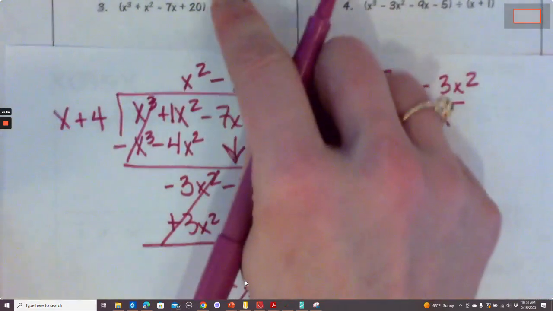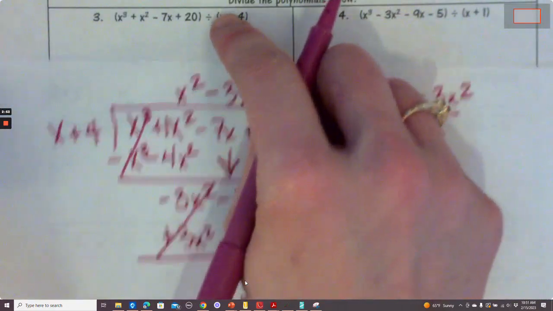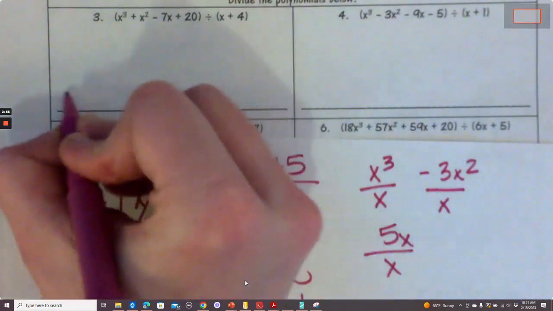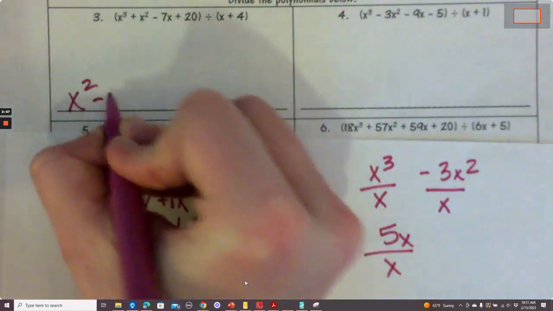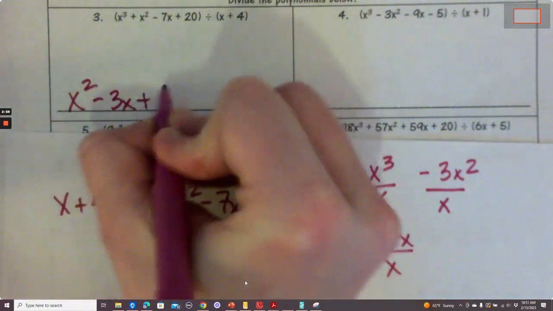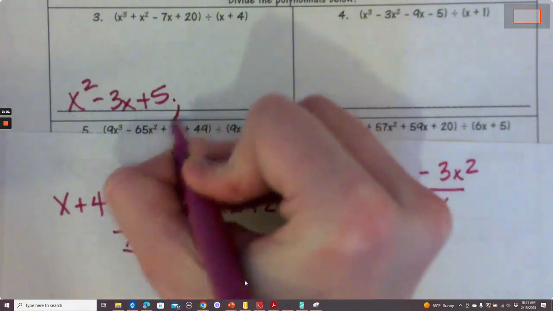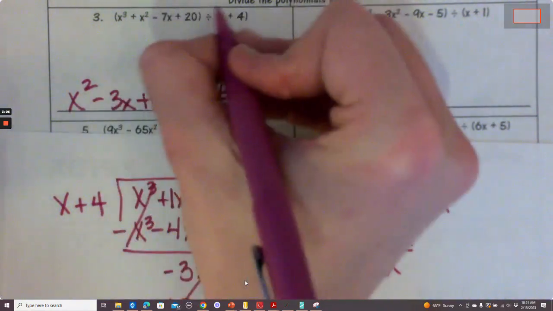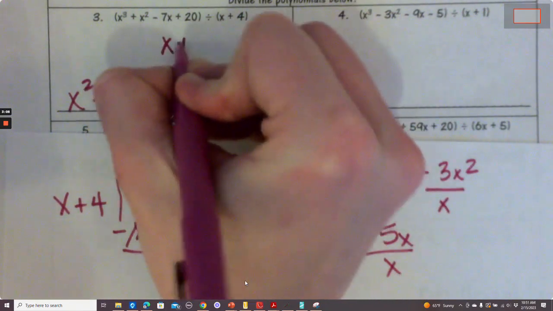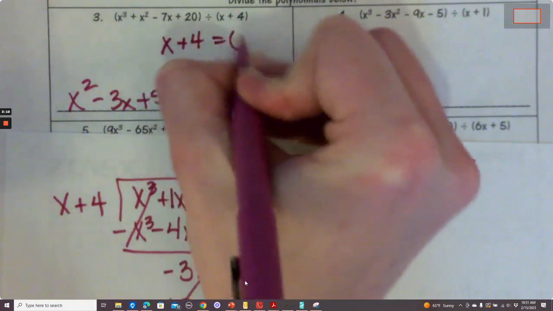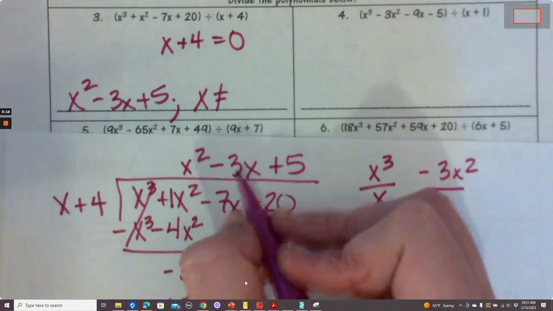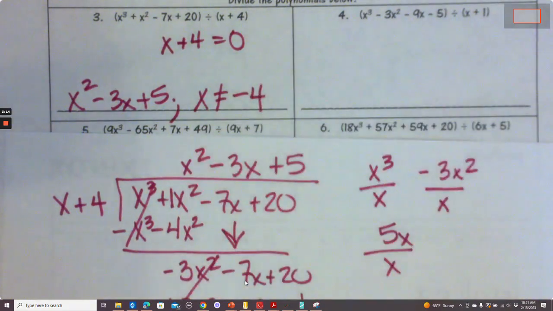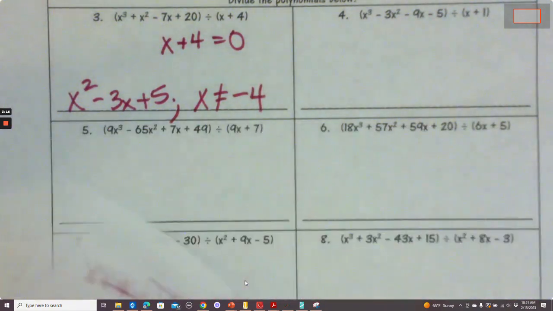So remember, when we divide by a linear, our answer should be a quadratic. X squared minus 3x plus 5. But then we have to say what x cannot equal. So we take the second part, x plus 4. Set it equal to 0 and solve it. Negative 4. You can menu 3-1 it. That works as well.